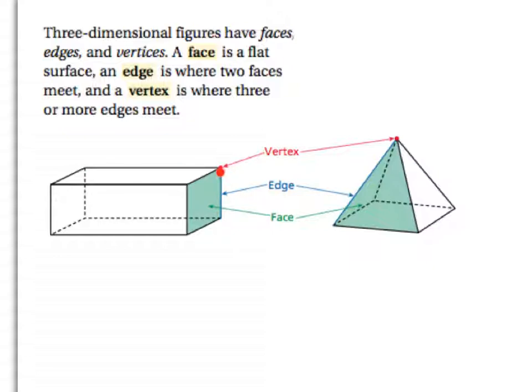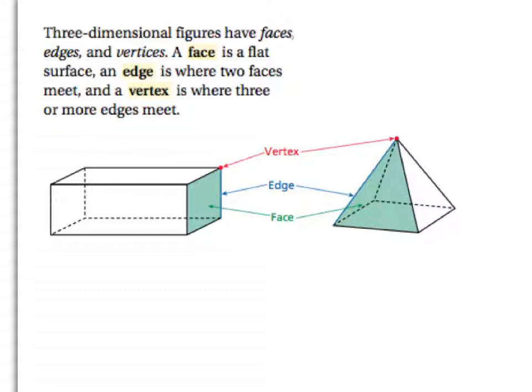Faces, edges are the lines basically, right? That's the edge. This is the edge. And vertices are where two or more points meet. So by definition, a face is a flat surface. An edge is where two faces meet, and a vertex is where three or more edges meet.